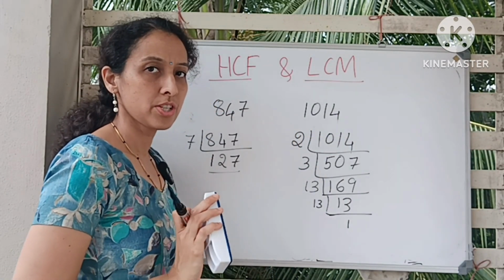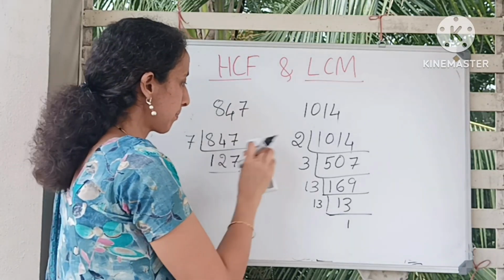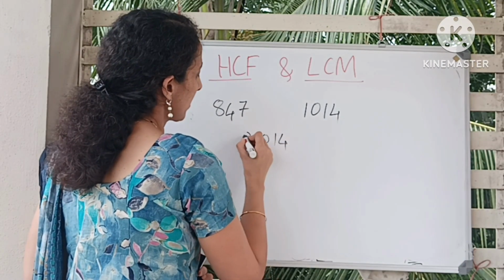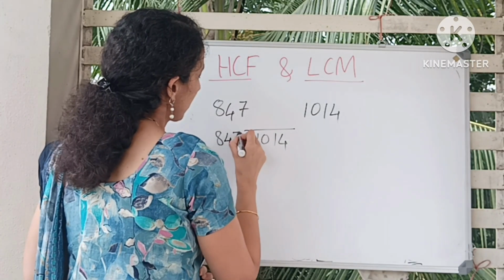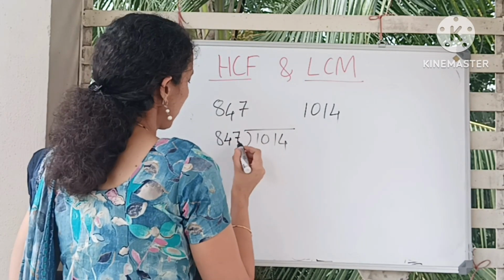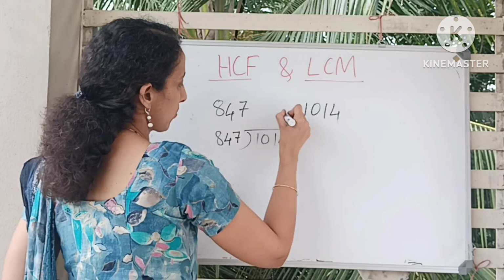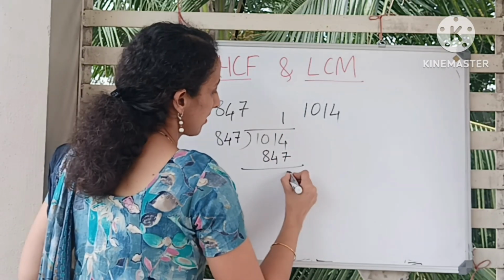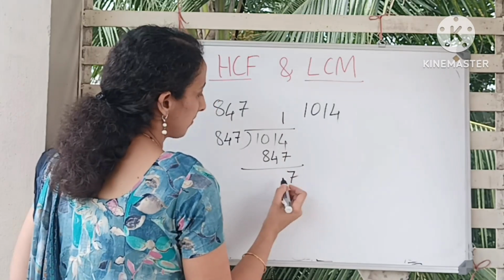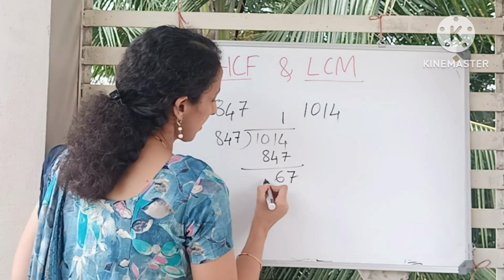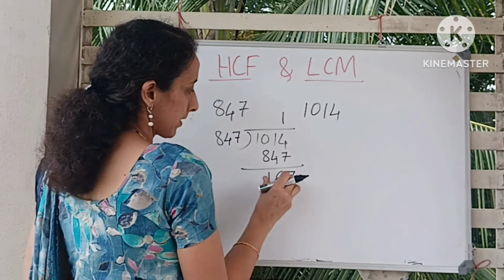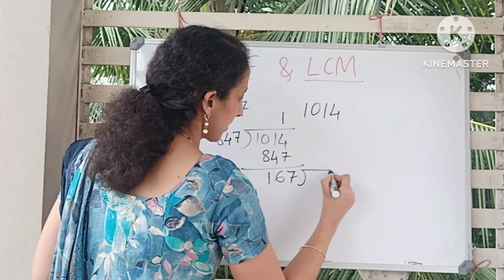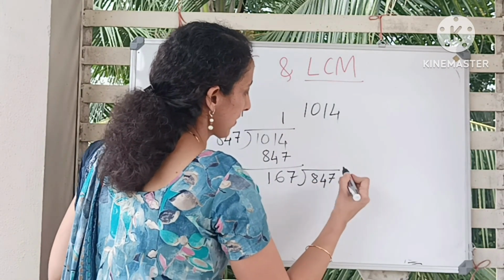Let us try to see the division method if this is simpler compared to this. Let me take the larger number, that is 1014, and try to divide by 847. So clearly I can see that it's possible only once. So 847, 7, this is 6, and here I have 1. So this will become my new divisor, and this will become the dividend, 847.